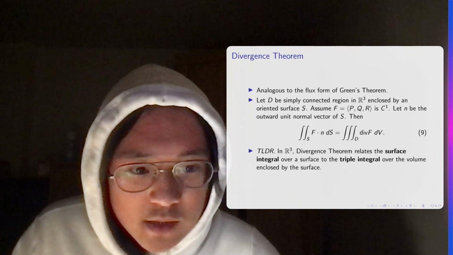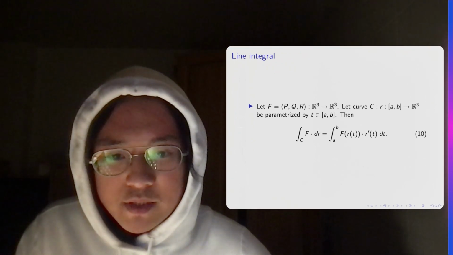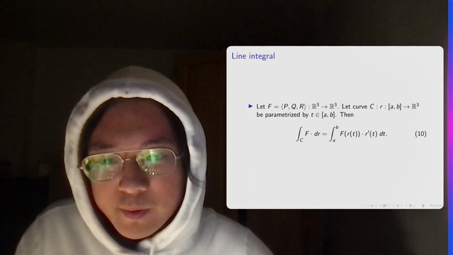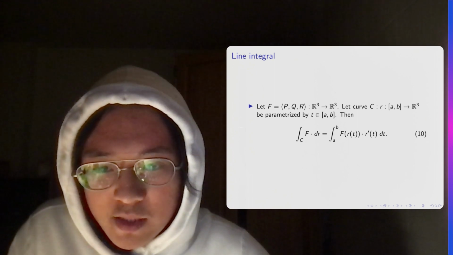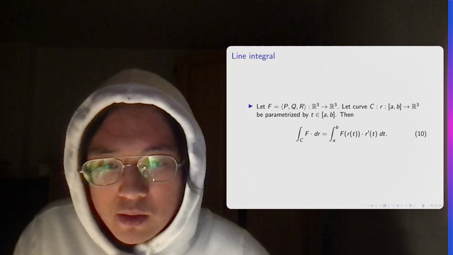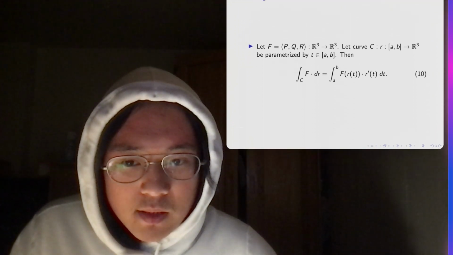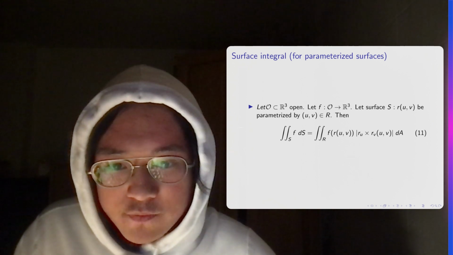Finally, in case any of y'all forgot how to do line integrals and surface integrals, no worries, I got you. For the line integral, you first need to have the curve parametrized by t. Then you can basically write dr as r prime of t dt and go ahead from there. Pretty simple. The same idea applies to the surface integral when you have a parametrized surface.